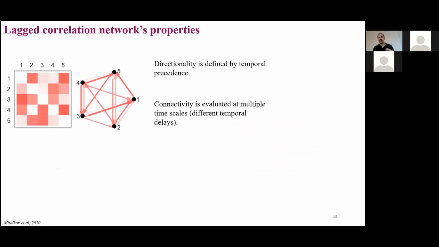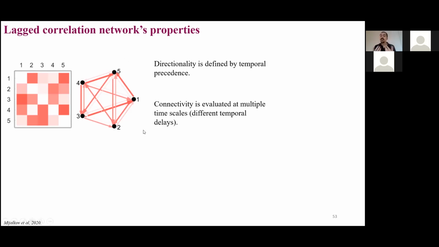So in this case, we are now not building undirected networks anymore. We are actually building directed networks because now we have a temporal precedence. So we see that the region that activates first is going to be the origin of that connection, and the region that activates later is going to be the end of that connection. So if region 1 activates earlier than region 2, you basically have a directed connection from region 1 to region 2.